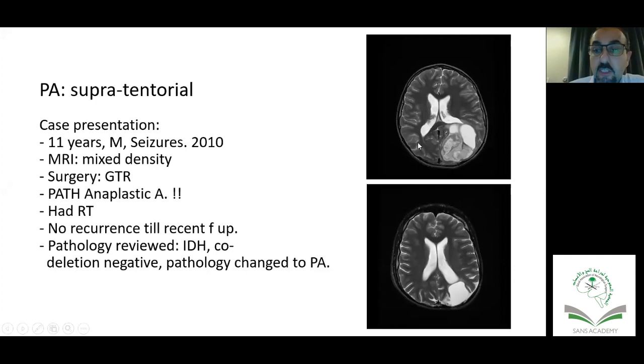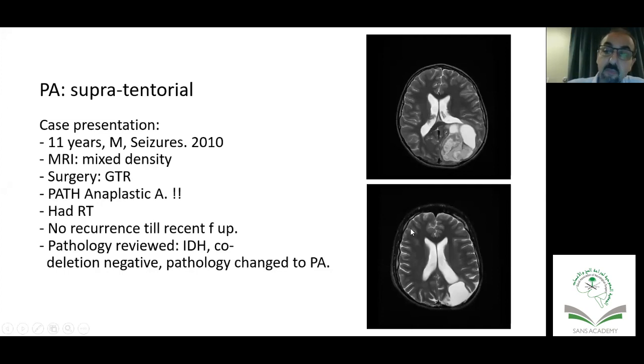The MRI showed this mixed-density lesion. It was resected, and the pathologist said it was anaplastic astrocytoma. Not very typical, but he insisted, and the radiotherapists gave radiation because they were told it's anaplastic. Now, I've been following this child, and he's an adult now, for the last 10 years, and this is the last MRI, no recurrence.